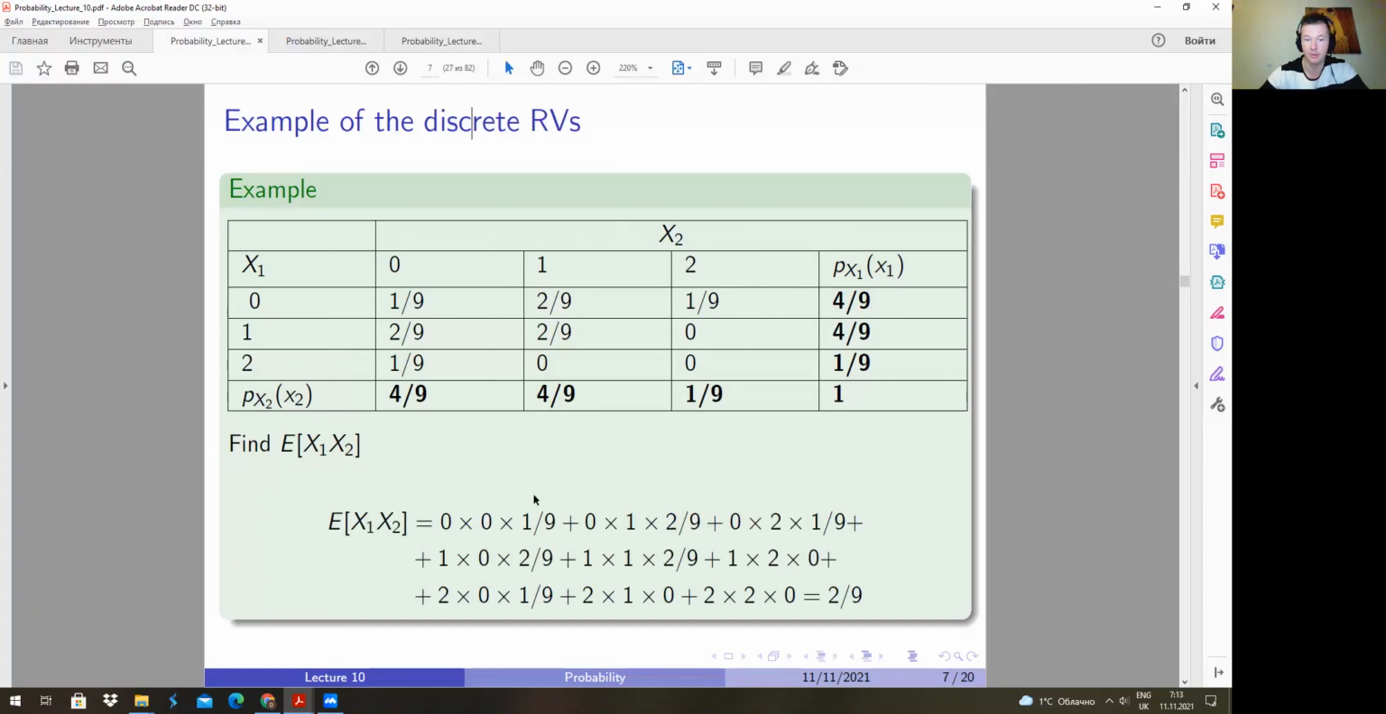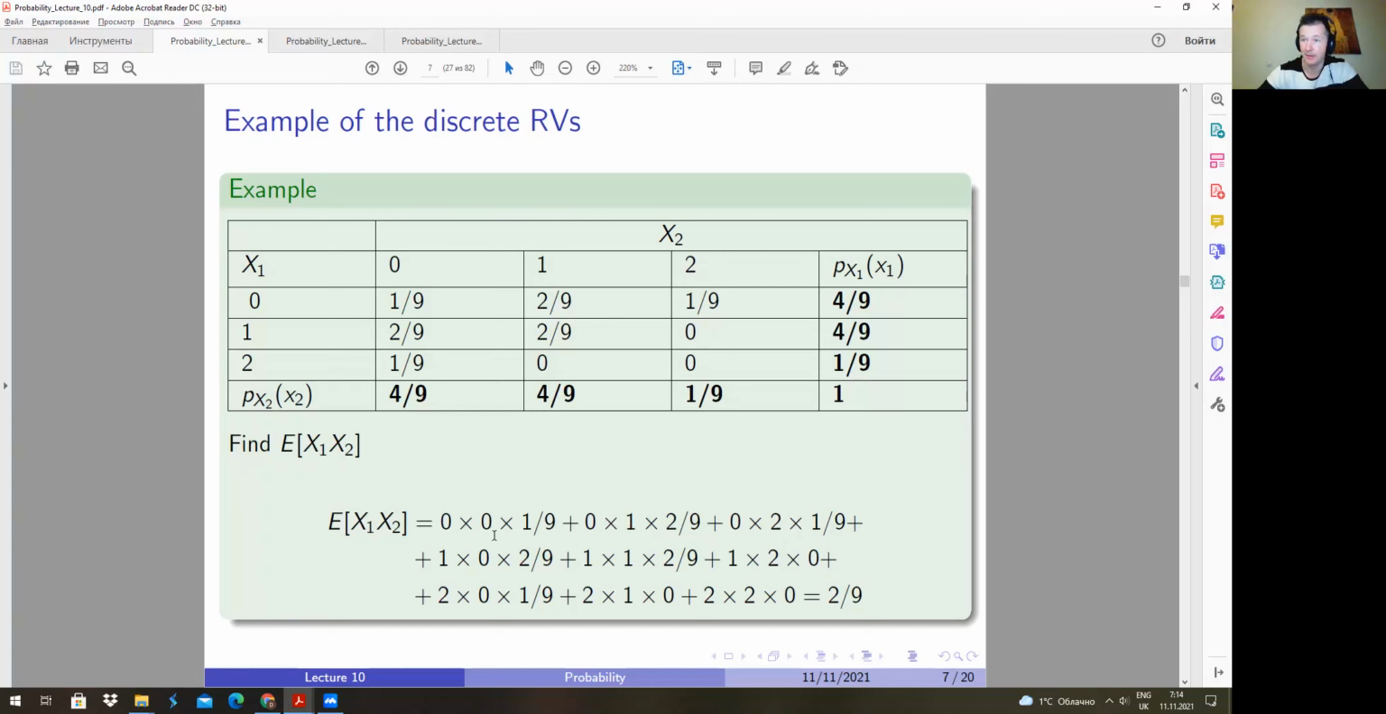Something like this. Look, I'm taking the first value of x1 and the first value of x2, 0 and 0, and I multiply by the probability mass function evaluated at this pair of variables, 1 over 9. Then I take the other possible combination, 0 and 1, multiplied by their probability. Then I have 0 and 2 multiplied by their probability, and so on. So in total I have 9 values.